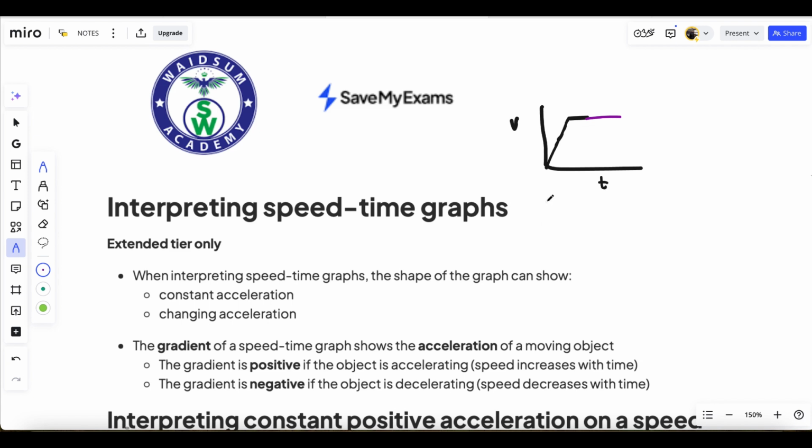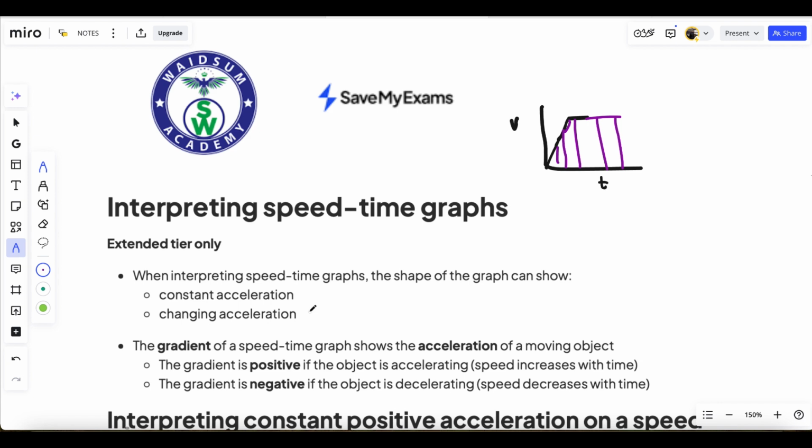Now, we said if you want to calculate the distance traveled in a speed-time graph, you have to calculate the area under the graph. If you want the acceleration, we find the gradient of this straight line. The gradient of this straight line gives us the acceleration, while calculating the area of this shape gives us the total distance traveled in a speed-time graph.